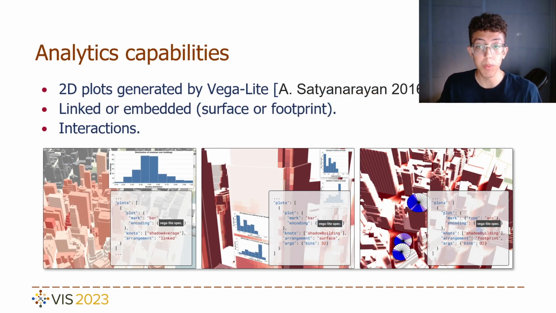Our analytical capabilities mainly lie on the plots. We leverage the power and flexibility of another high-level grammar called VIS to build them. These plots can be juxtaposed, lying on the screen, or plotted on top of the buildings or following their footprint. We also extended VIS to link its interactions to the spatial view.